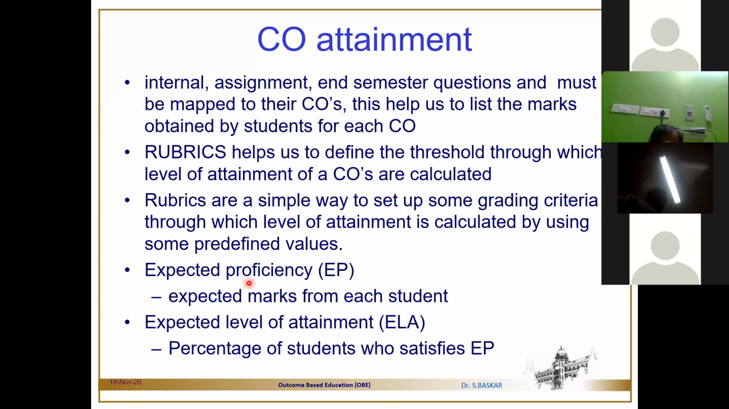Therefore, we are going to fix two values. One is EP, another one is ELA for each and every course outcome. Once these quantities are fixed, using that, we are able to determine the course outcome attainment. We'll discuss that.